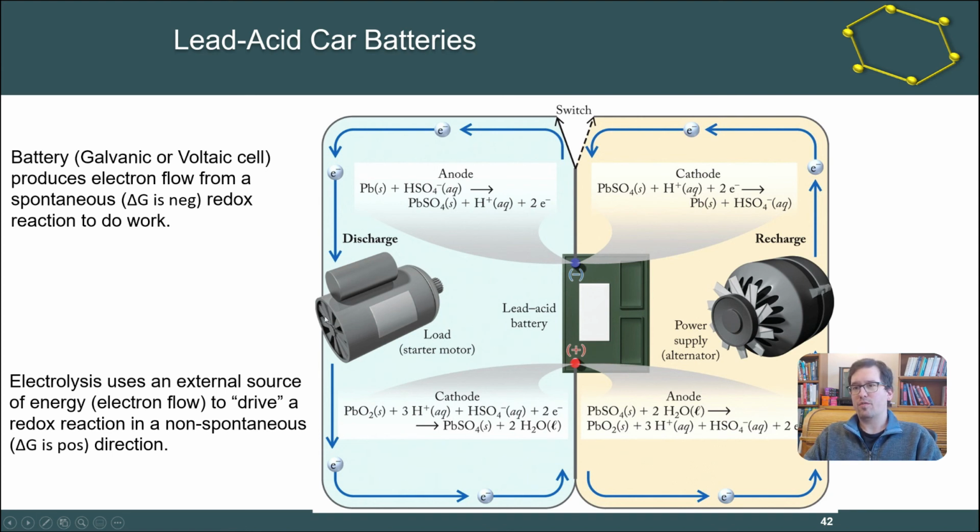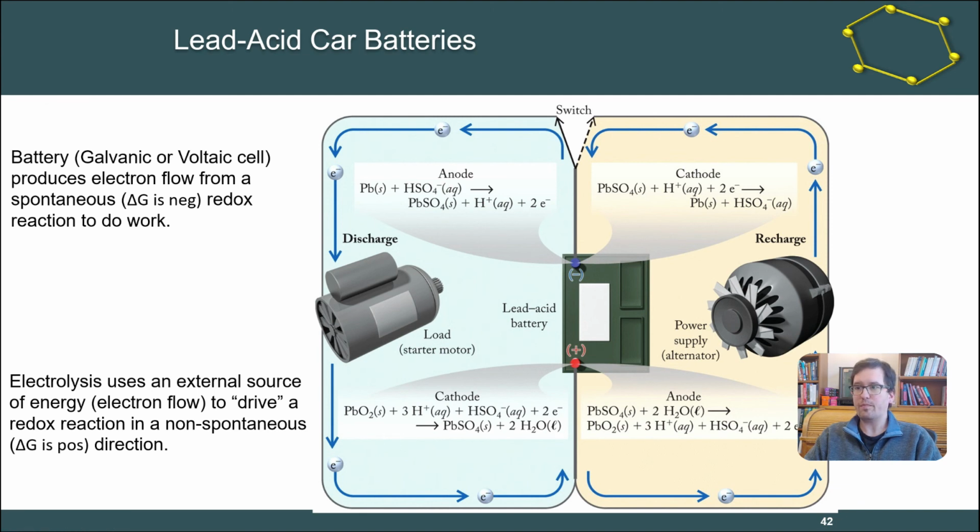Those electrons are flowing through our motor as we're starting up. We have lead oxide, lead in a +4 state, going to lead sulfate now in a +2, also involving HSO4 minus from sulfuric acid, and consuming 2 electrons. So we have a complete circuit. We're able to then do chemical work on whatever system we're on, starting our motor, running our radio, that sort of thing.